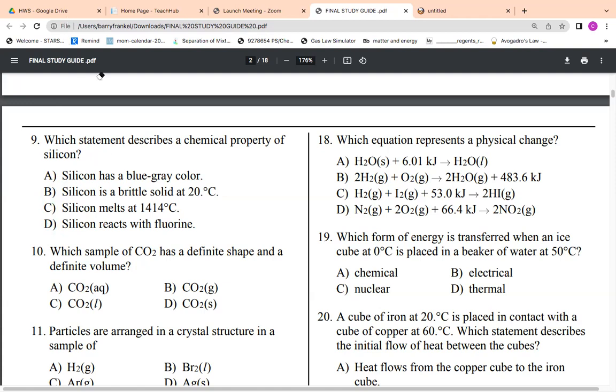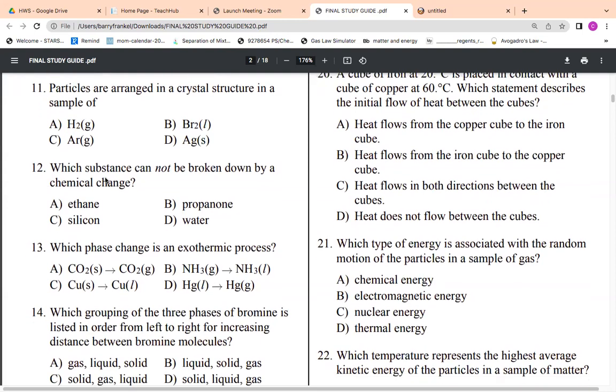Number 10, which sample of carbon dioxide has a definite shape and a definite volume? The only sorts of things that have both definite shape and volume are solids. So you just got to go for the solid. Number 11, particles are arranged in a crystal structure in a sample of what? So something is arranged in a crystal structure. This is, again, describing a solid. So go with the solid.